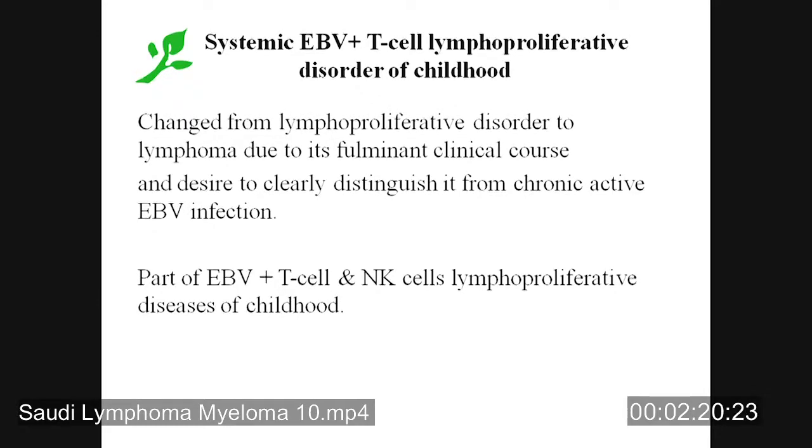The systemic EBV positive T-cell lymphoproliferative disorder of childhood is a part of the EBV positive T and NK cell lymphoproliferative disorders of childhood. They changed the name from lymphoproliferative disorder into lymphoma because the patients usually die within the first 2 weeks after the diagnosis. It has a very fulminant clinical course, and it should be distinguished from chronic active EBV infection, which has a better prognosis.